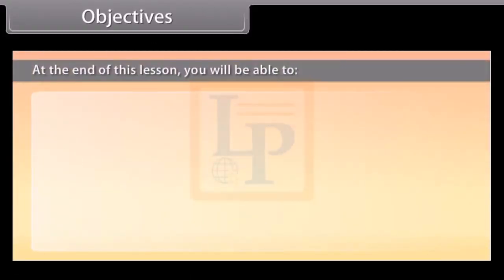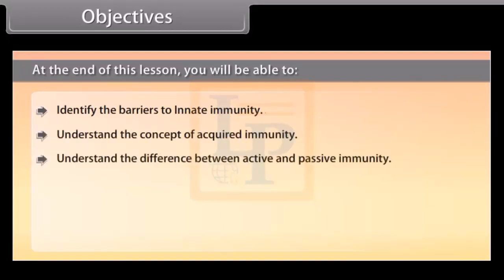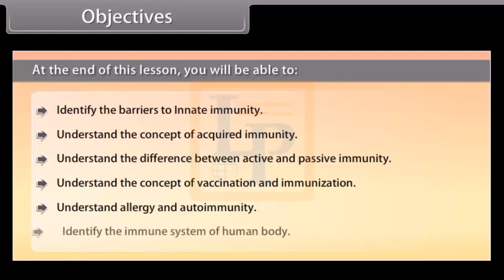Objectives. At the end of this lesson, you'll be able to identify the barriers to innate immunity, understand the concept of acquired immunity, understand the difference between active and passive immunity, understand the concept of vaccination and immunization, understand allergy and autoimmunity, and identify the immune system of the human body.